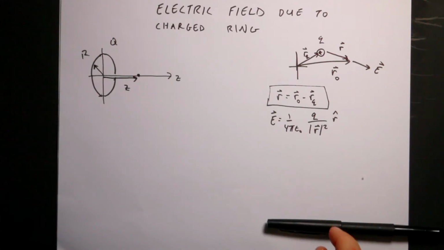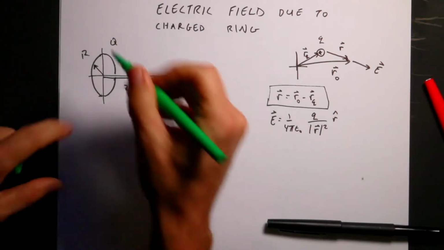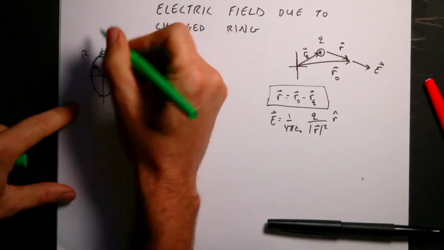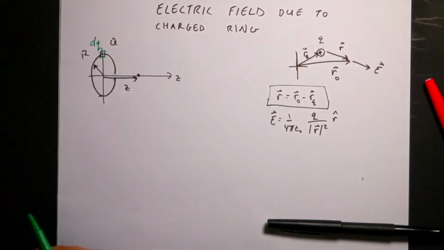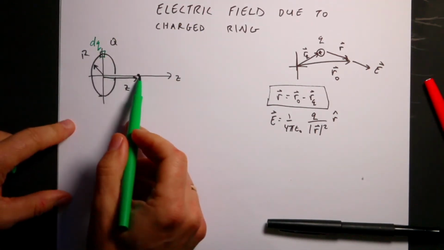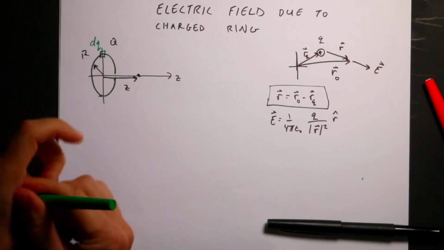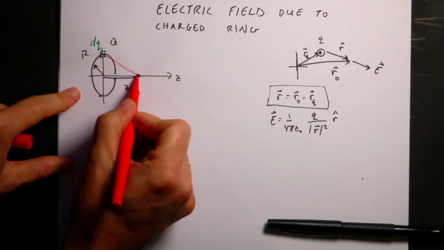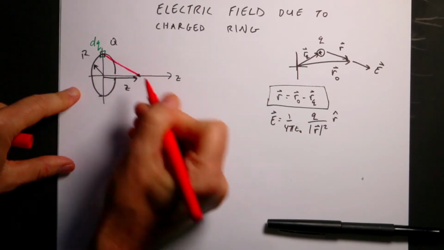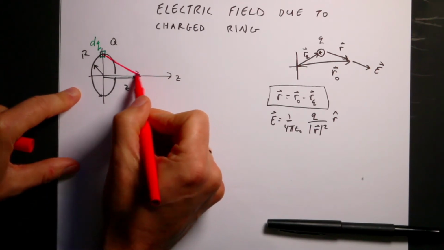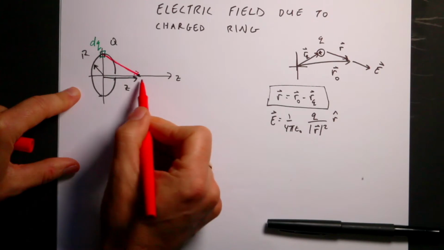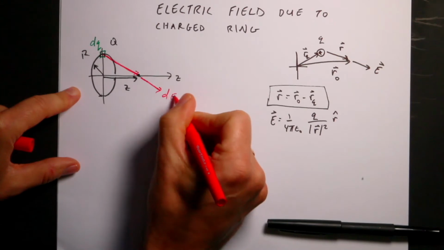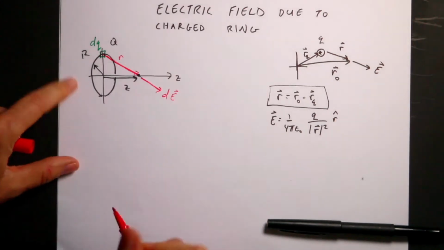Let me get a pen here, a different color. Let's say that I pick this piece right up here. That's a little charge piece, and I'm going to call that dq. That charge is going to make an electric field right here. Let's sketch that out. This is the vector r. It's actually a vector, and that's going to make an electric field. If this is a positive ring, that's going to make an electric field going this way, and I'll call that dE. And that's a length r.